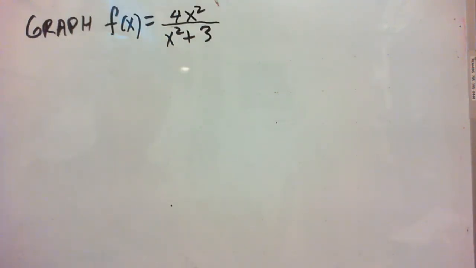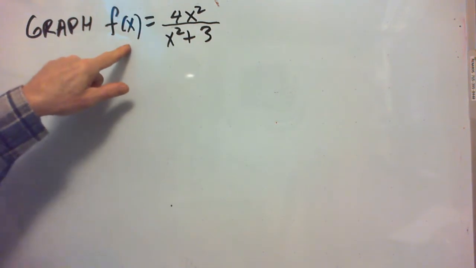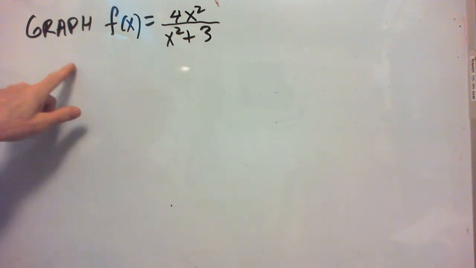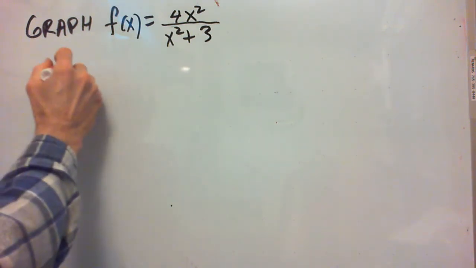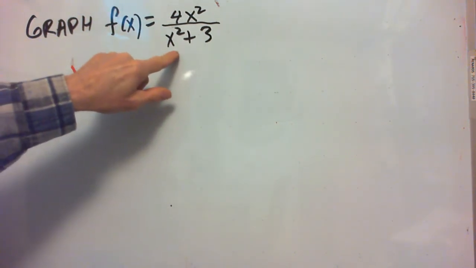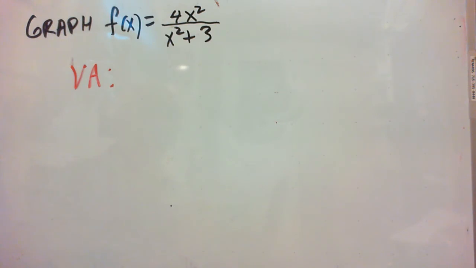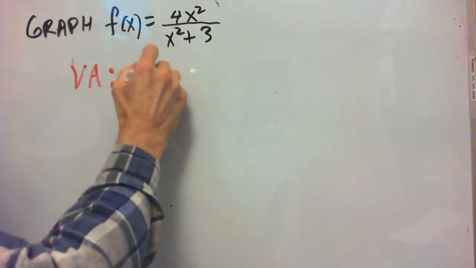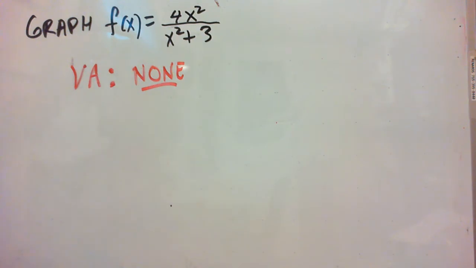Okay, one more problem to show the other case that we see. This is like number 6 of the homework. Graph f of x equal 4x squared over x squared plus 3. Now first we try to find the vertical asymptote. Well, what real value of x will result in division by 0? Well, the answer is none. Every x value you put in there will square out to a positive if it's a real number. So there are no vertical asymptotes on this type of problem.